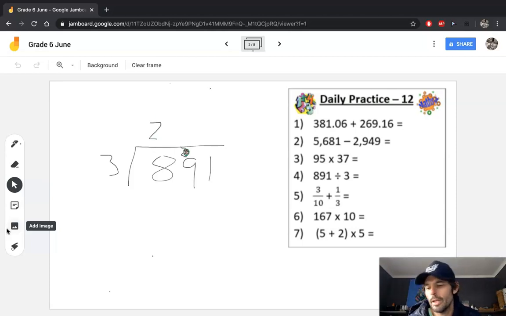3 goes into 8 twice, leaves you with 2. 3 goes into 29 9 times. 9 times 3 is 27. So that leaves you with 2. And then 3 goes into 21 7 times.